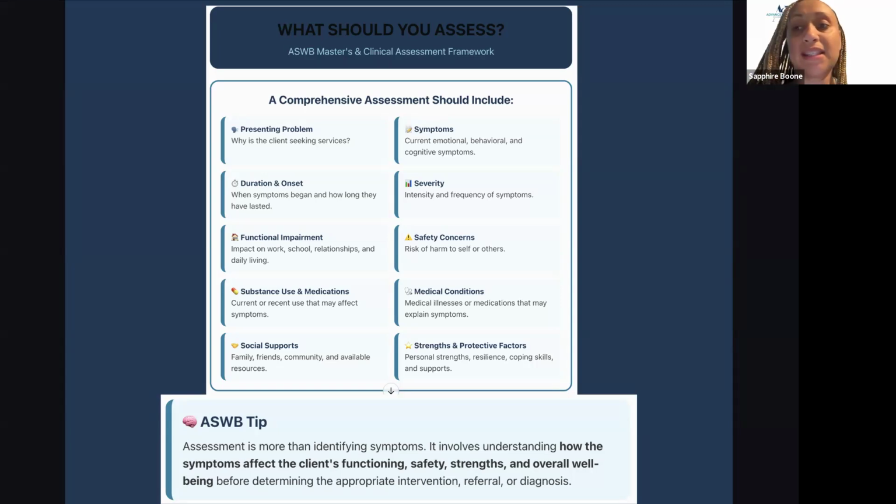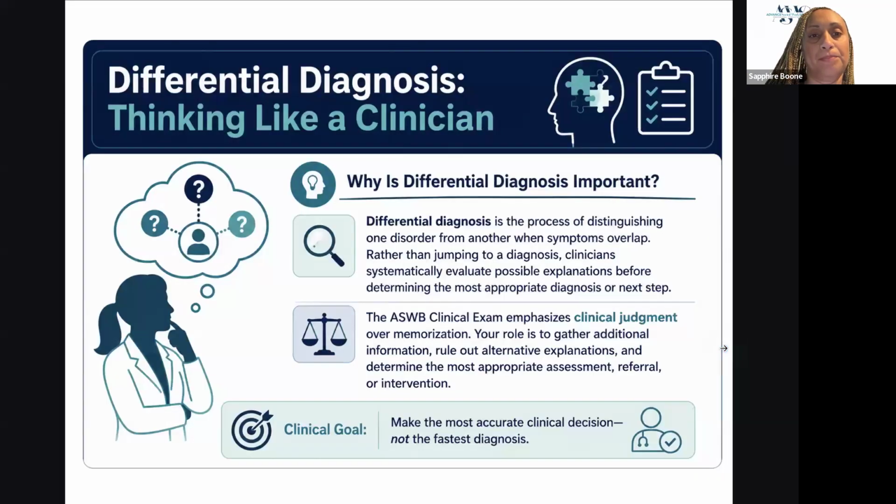And sometimes we want to know what's happening now. We may also want to know what the history of the symptoms has been, if maybe they've had these symptoms for a while. So I just wanted to point that out for this slide.